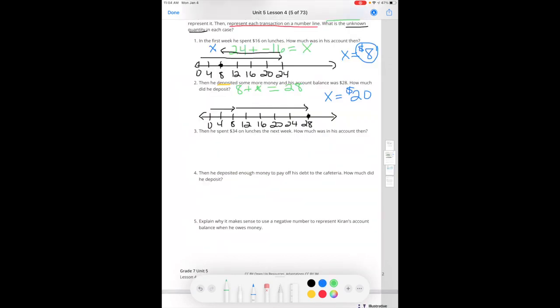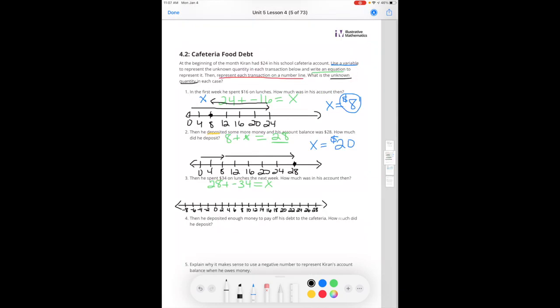So he has $28 in his account now, but then he spends $34 on lunches the next week. So he currently has $28 from up here. And then he spends $34, so that would be a negative 34 because it's being spent. And we need to know what his new account balance is. So he starts out with $28.